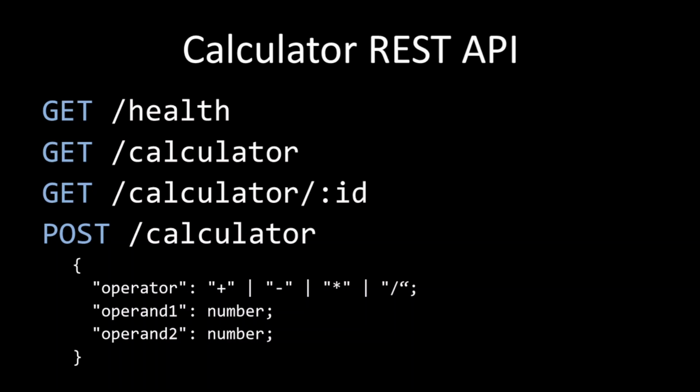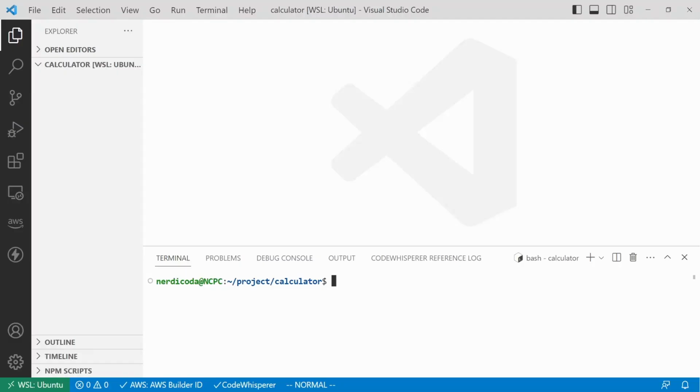The REST API will have 4 simple endpoints. It will have one endpoint for health check, one endpoint to get all calculations, one endpoint to get a calculation by an ID, and another endpoint to create a calculation by providing a request with an operator and 2 operands. Let's fire up VS Code now and start coding. My VS Code is opened up and I'm in an empty folder named calculator.